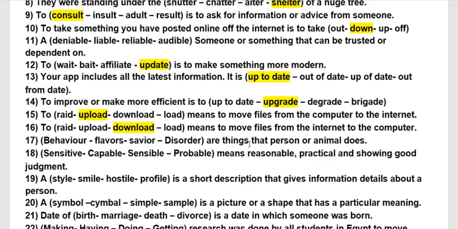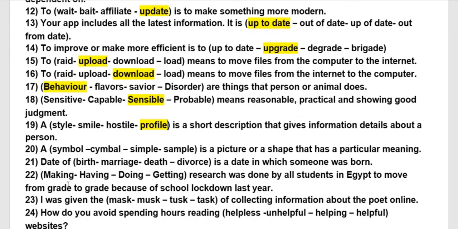Behavior are things that a person or animal does. Behavior. 19. A profile is a short description that gives information, details about a person. A profile.